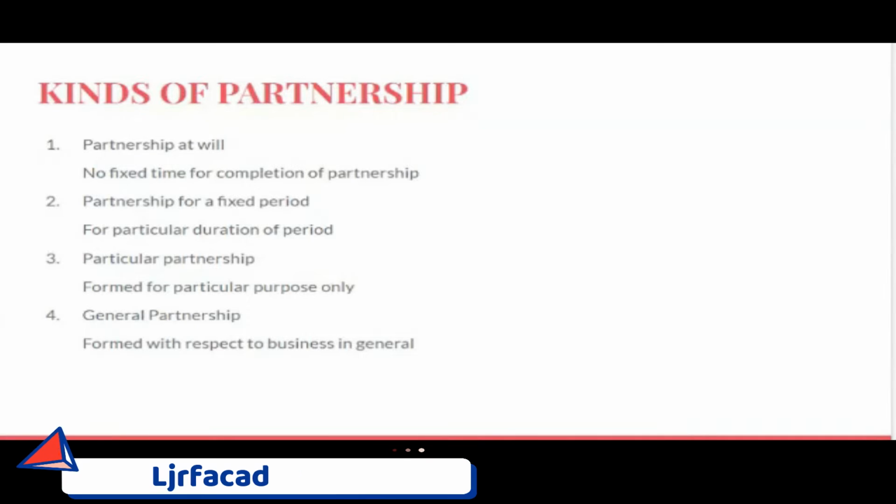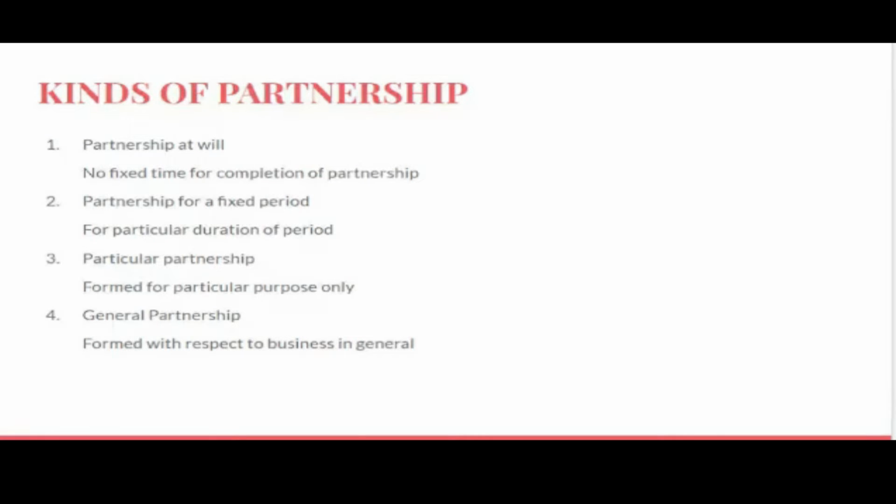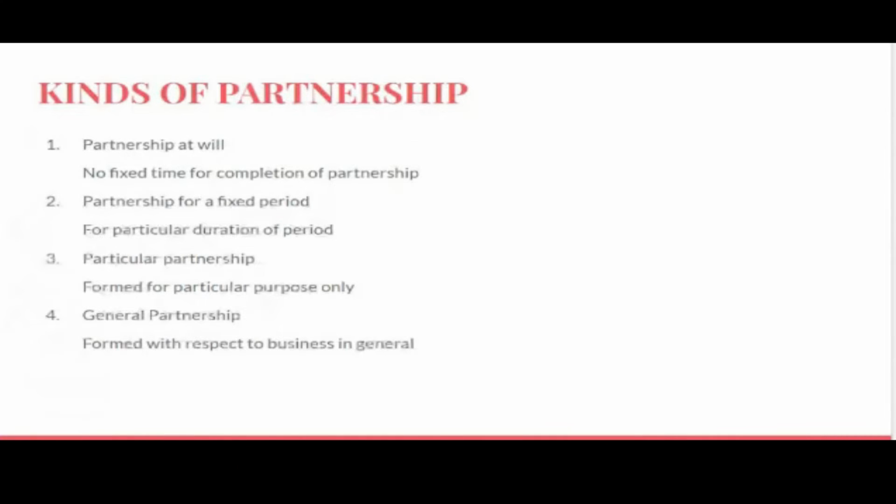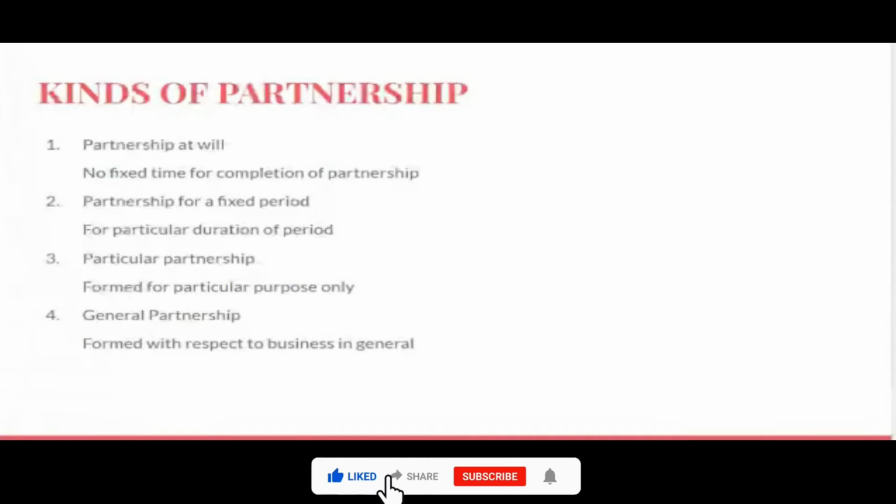Another is general partnership. It is quite opposite, or it is in the widest sense. The partners can enter into any business. That is, it is formed with respect to business in general. That is general partnership. So there are 4 categories of partnership: partnership at will, where there is no fixed time; a partnership for a fixed period, that is for a particular period; particular partnership, only for the particular purpose; and general partnership, formed with respect to business in general.